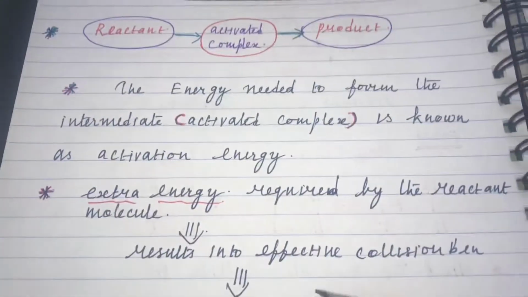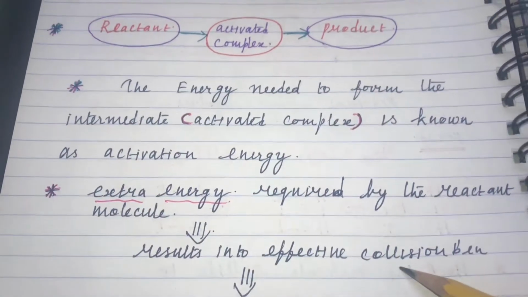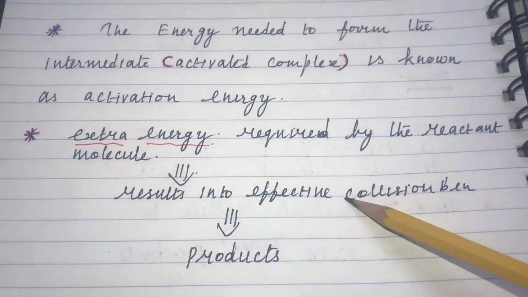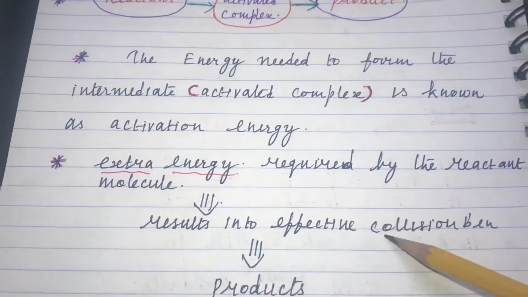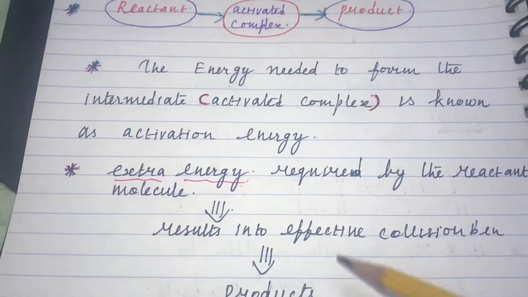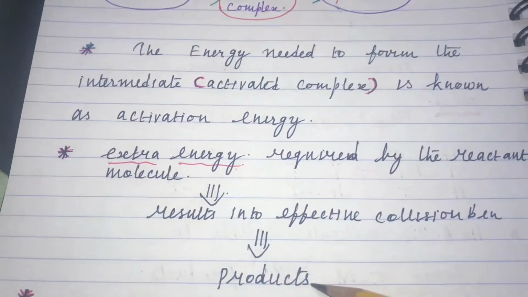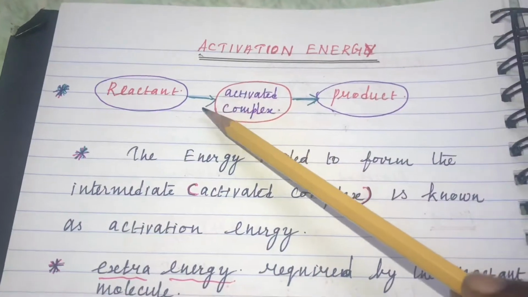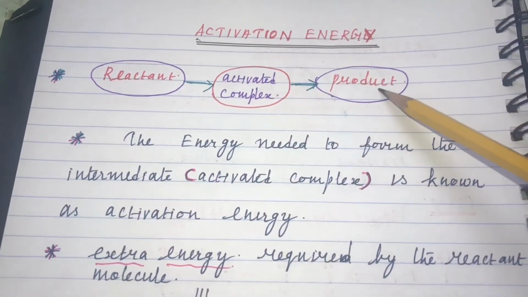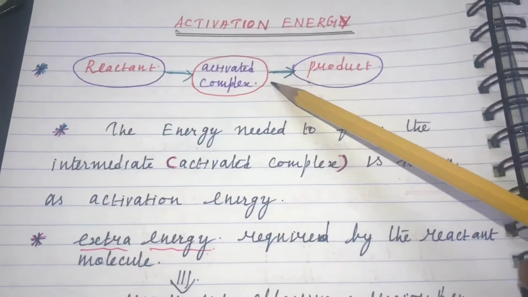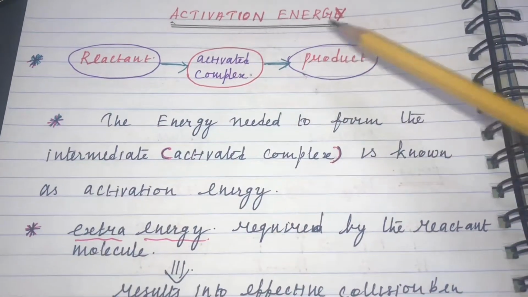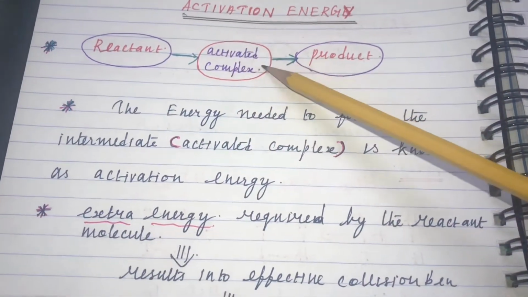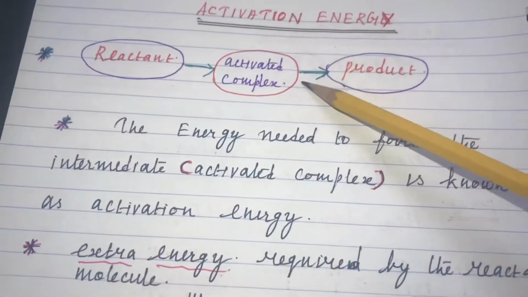That extra energy results in effective collision between the atoms and molecules, and it is helpful for the formation of product. That extra energy is called activation energy. So again, what is activation energy? The reactant molecule does not directly convert into product; it forms an intermediate, activated complex or transition state that breaks up to form the product. The energy needed for the formation of the intermediate activated complex is called activation energy.